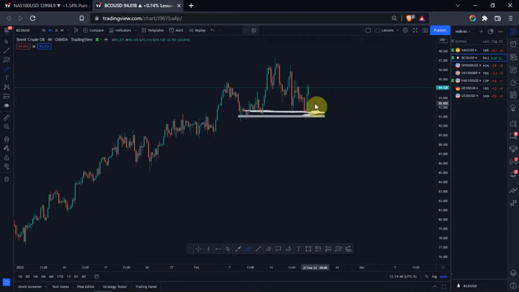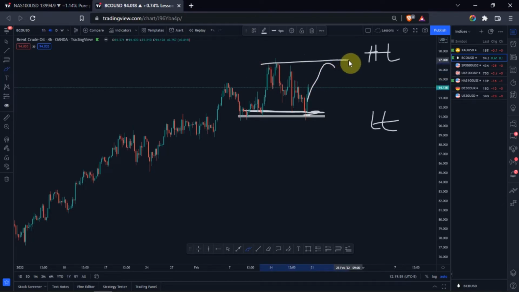So what you should be waiting for now is a high which is lower, and a low which is lower again. I hope that is making sense. So now we are waiting. If it gives us a high which is at the same point or maybe lower than the previous one, that will be our first signal.